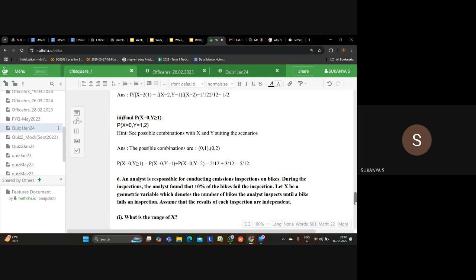Okay. So the question says an analyst is responsible for conducting inspections on bikes. During the inspection, the analyst found that 10% of the bikes failed the inspection. X is a geometric random variable which denotes the number of bikes the analyst inspects until a bike fails an inspection. The results are independent. What is the range of a geometric random variable?